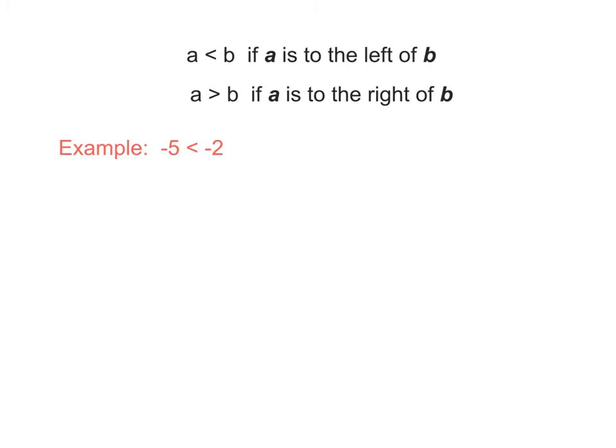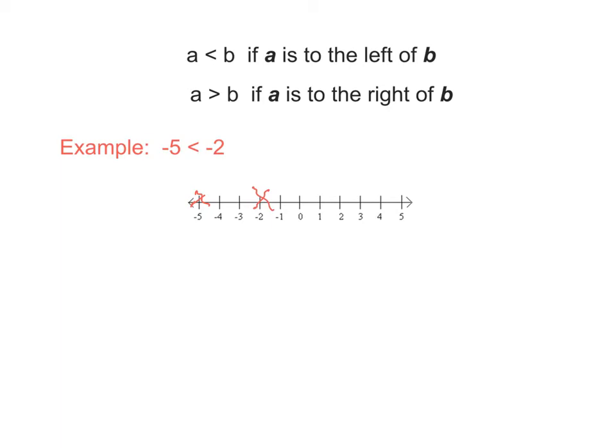For example, let us say we've got the inequality -5 is less than -2. Now, if we look at the number line, we find -5 is located right here, and -2 is located right here. So -5 is less than -2, or -5 is to the left of -2.